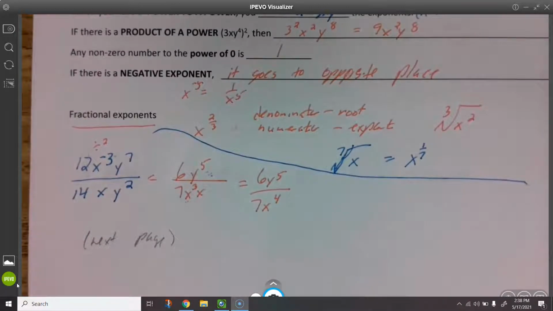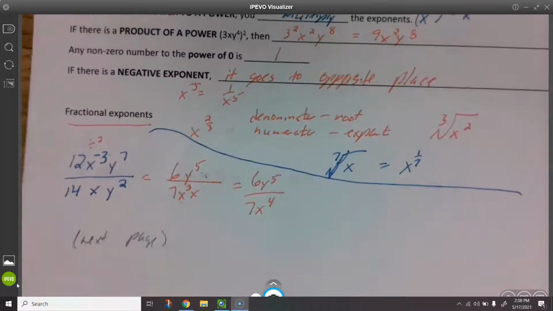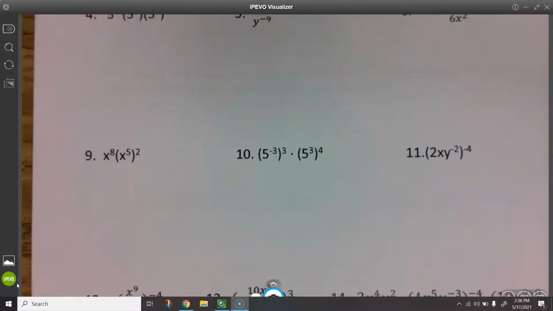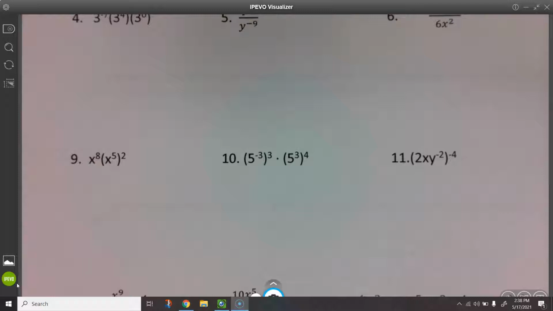Okay, let's look at the next page because I think we have a couple examples on there that might be kind of helpful to look at. Let's see if we have anything that we've got.